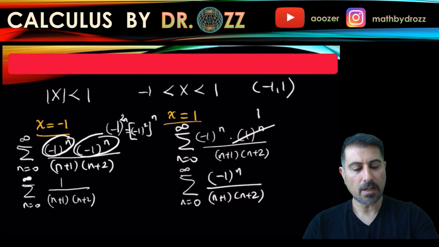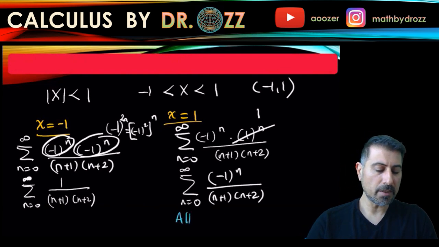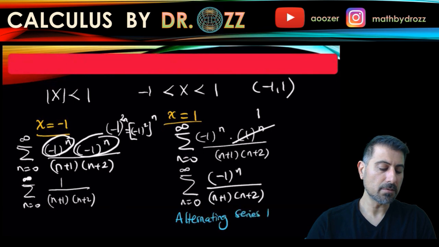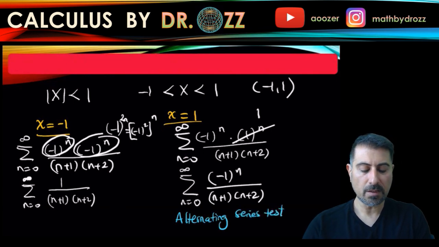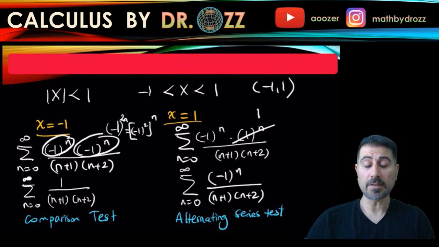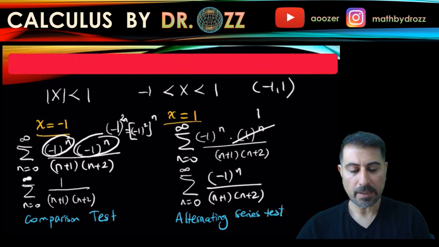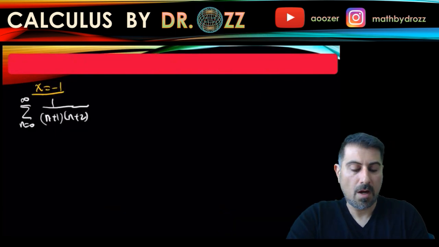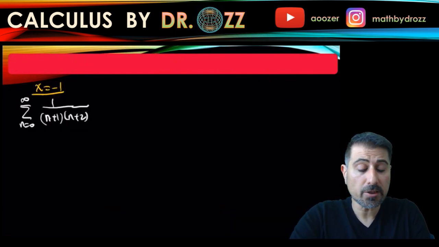But for this one, probably I'm going to apply the alternating series test. And for this one, I can use the comparison test, I think. You can also apply the telescoping series. I think this is a telescoping series if you look at the partial fraction. But with the comparison test, the conclusion is going to be quicker. Okay, so let's start. I'm going to use a direct comparison test here.